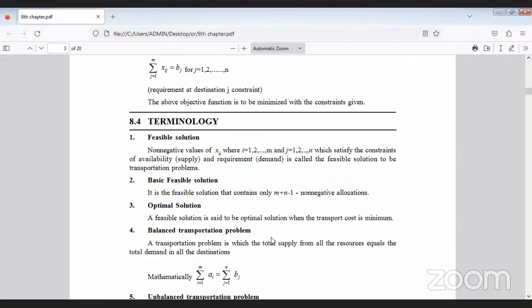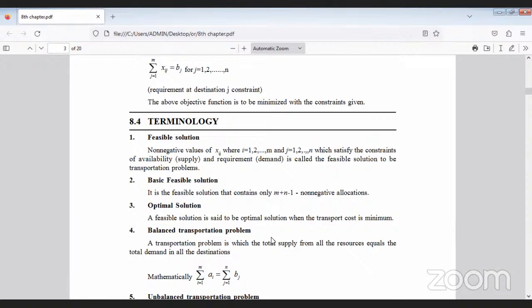What is the terminology? I will ask what a feasible solution is. Non-negative values of x_ij, for i equals 1 to m and j equals 1 to n, which satisfy the constraints of availability, supply and demand. Supply and demand means availability and requirement, and it is called the feasible solution. By looking at supply and demand, we can tell whether it is a feasible or infeasible solution.